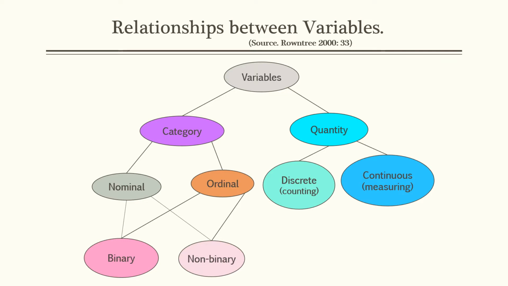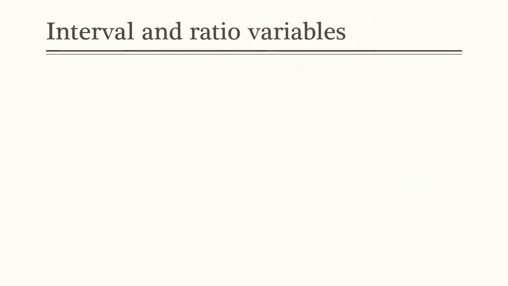So generally, continuous data come from measurement. That is the difference between continuous and discrete. Discrete is counting. Continuous, you should use a measuring device.